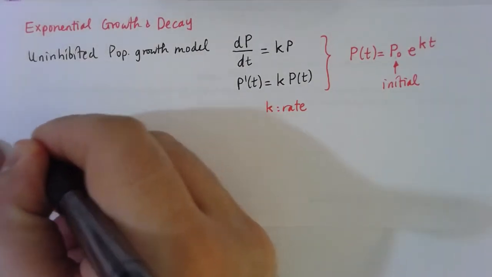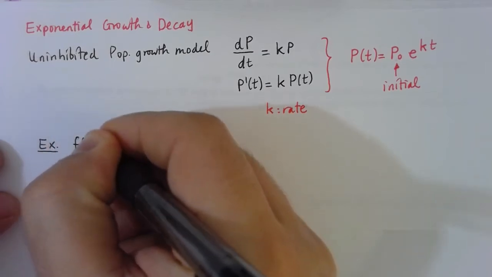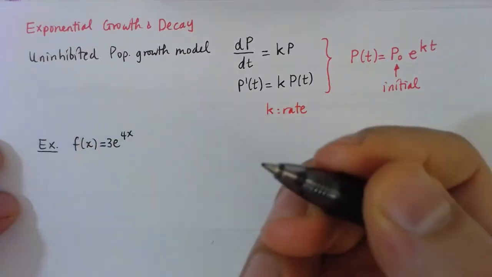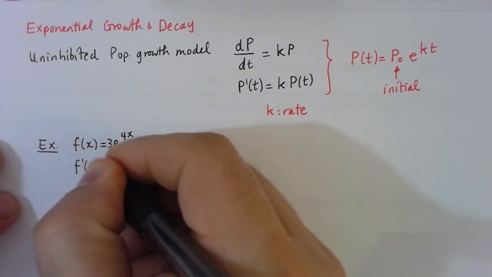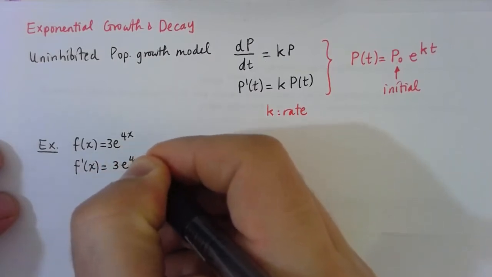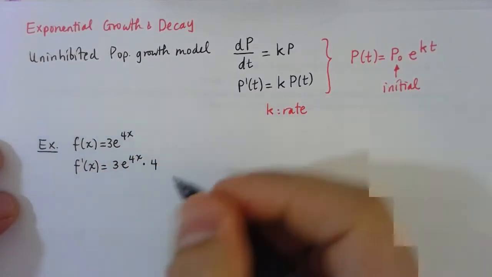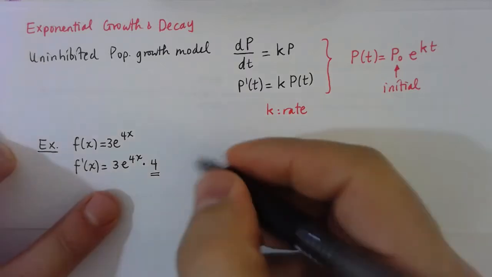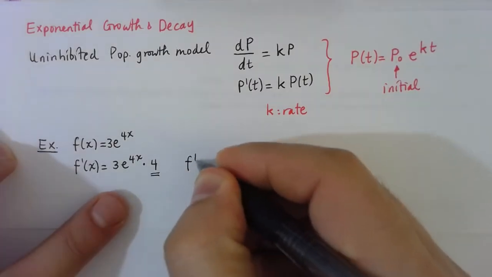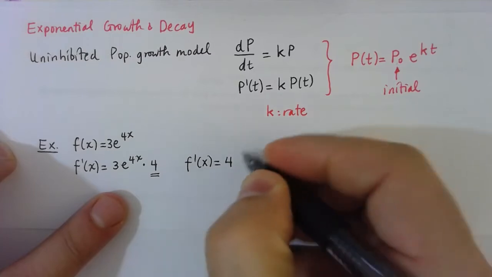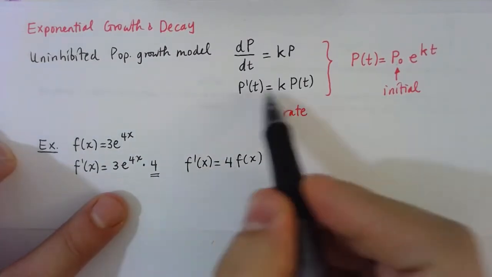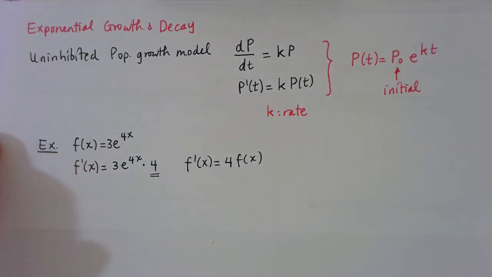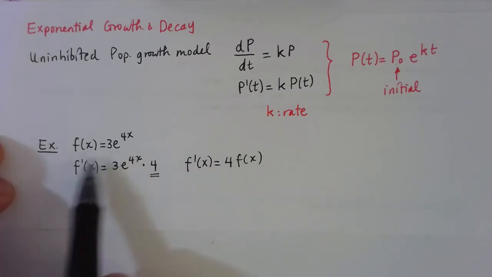Take a look at this example. Let's say you have f of x equals 3 times e to the 4x. If you look at f prime of x, that's going to be 3 times e to the 4x multiplied by 4. So you see that produces a 4 compared to the actual function. So f prime of x becomes 4 times f of x. It's exactly of this format, where the rate of change is a multiple of the actual function. That means this is an exponential model.